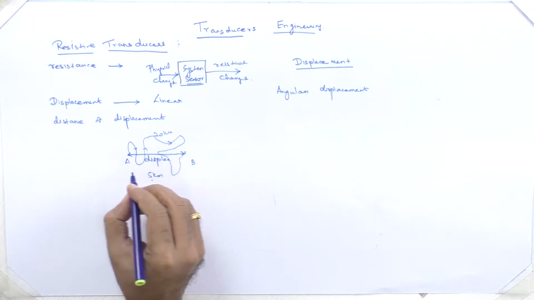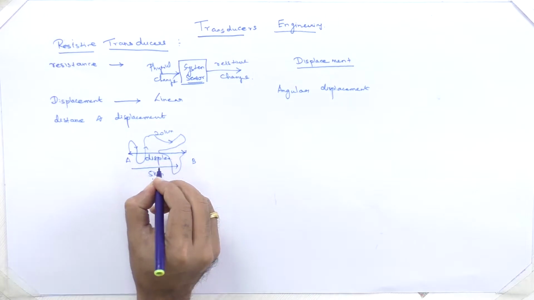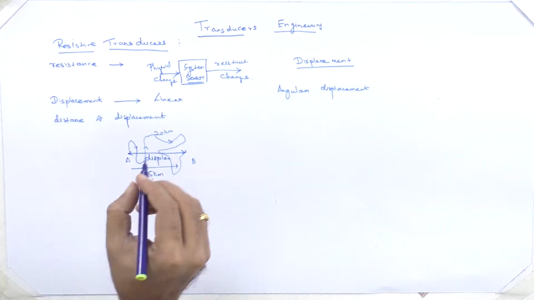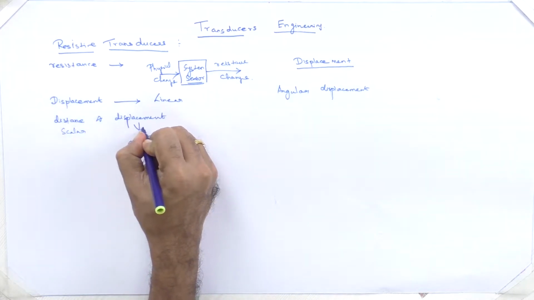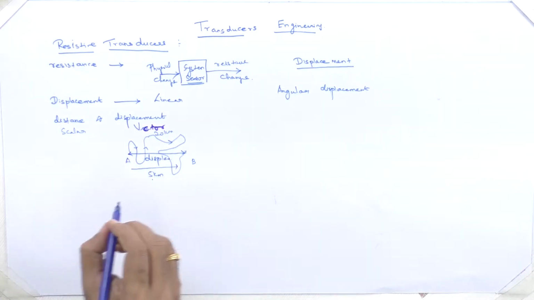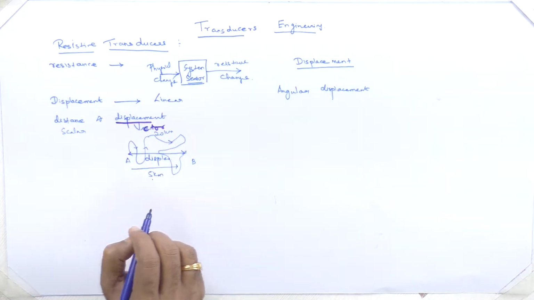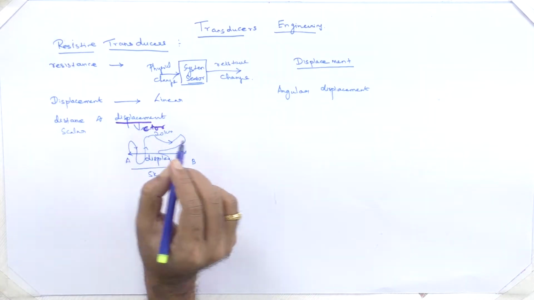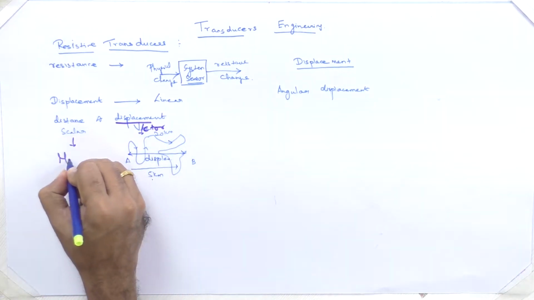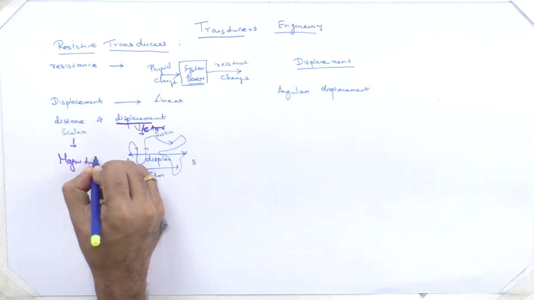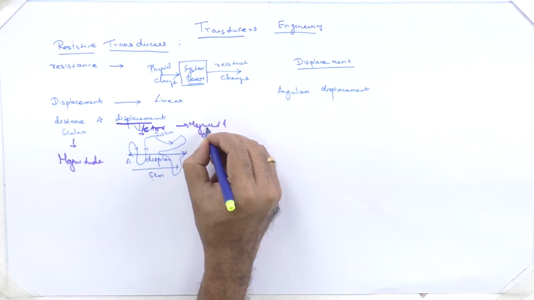Because here it is happening in one direction, direction is included in your quantity. Hence, distance is a scalar quantity and displacement is a vector quantity. So we are going to measure this displacement now. The scalar quantity gives you only the magnitude, and the vector quantity has both magnitude and direction.